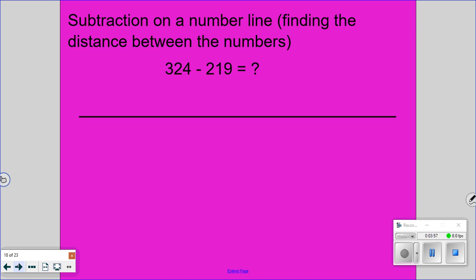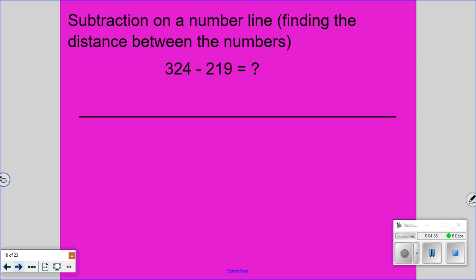It says 324 minus 219. Go ahead and write that equation. Underneath that, go ahead and draw a number line, because that's the strategy we're going to be working with today. If I want to find out the distance between those two numbers, I have to put those two numbers on my number line. Which of those two numbers would come first? If I was counting, which one would I count to first?